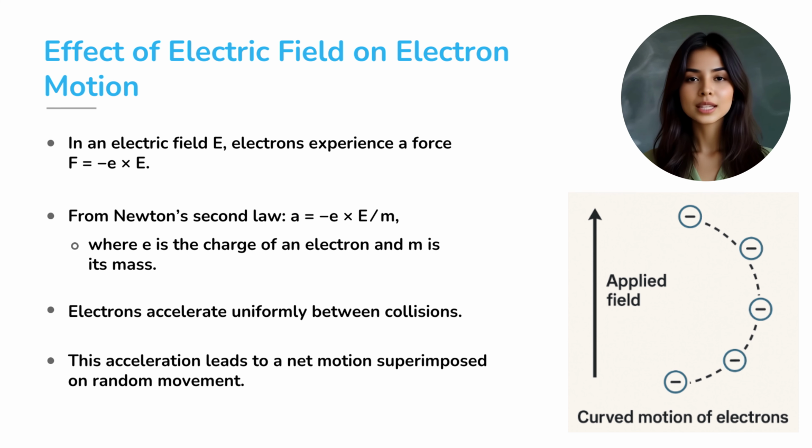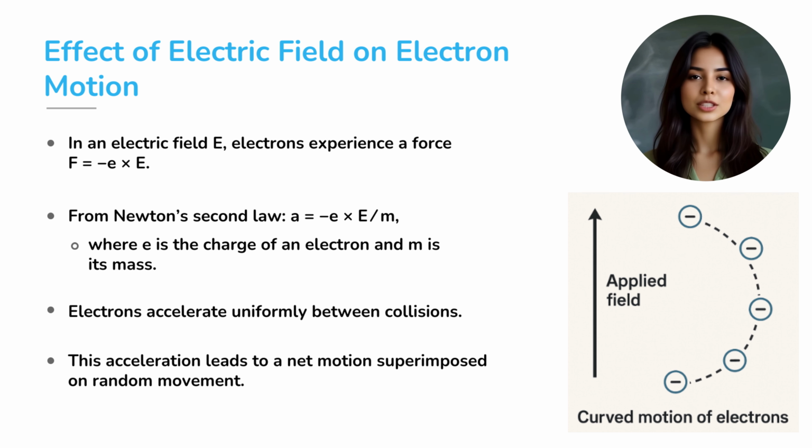Now let's apply an electric field and watch what changes. Suddenly, every electron experiences a force opposite to the direction of the electric field. This force is given by the equation F equals minus e times E, where e is the charge of an electron and E is the electric field. From Newton's second law, this gives us a equals minus e times E divided by m, where m is the mass of an electron. Electrons now accelerate uniformly in a specific direction, though they still collide and bounce.